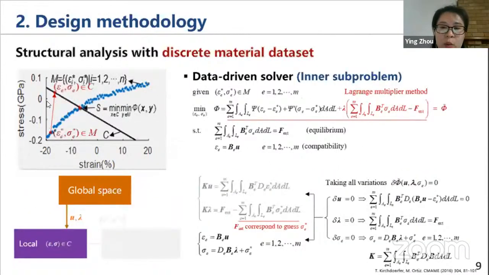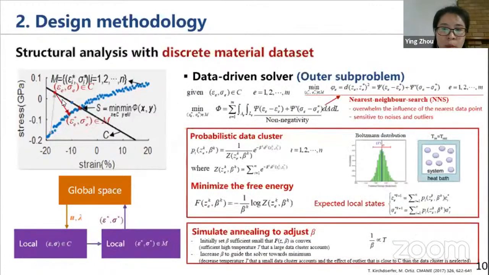So the inner subproblem is based on a guessed point in the material data set. Two nonlinear equations are solved globally to get two variables, U and lambda, where lambda measures the residue between the external force and the guessed internal force. And this equation corresponds to the kinematic compatibility. And the strain and stress calculated here satisfy the conservation laws.